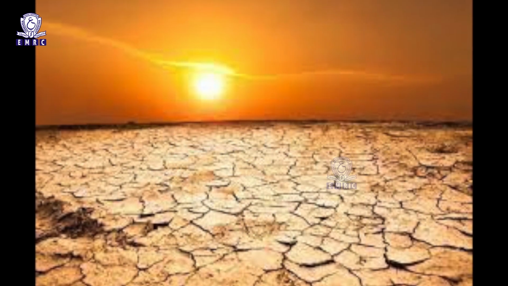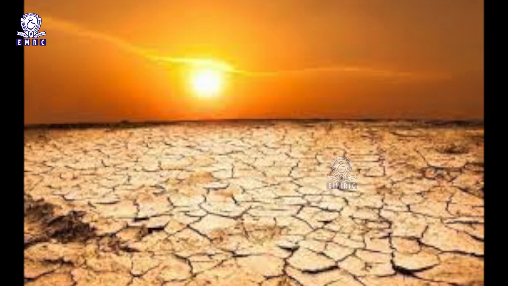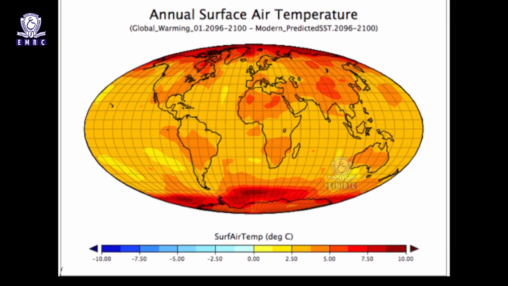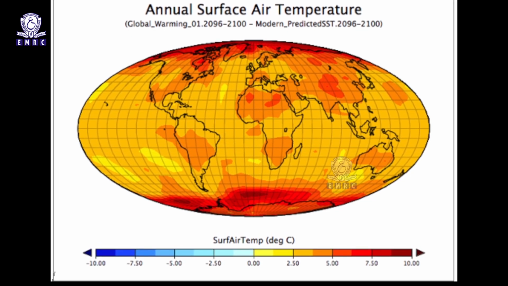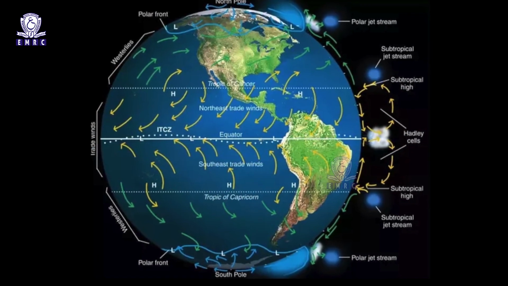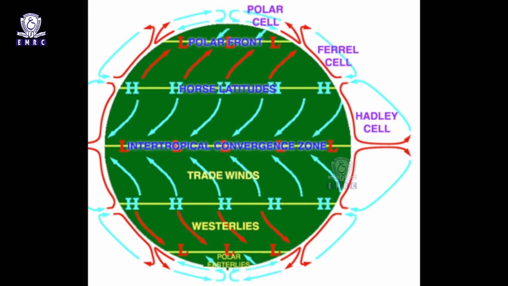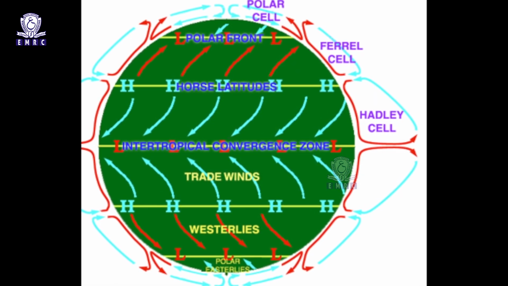Because of the subsidence of the air in these areas, the weather for most part of the year remains fair and dry. Subsidence also causes an increase in the temperature of the surface air. All the hot deserts of the world lie in this belt and are located on the western margins of the continents. These high pressure zones are called the horse latitudes.